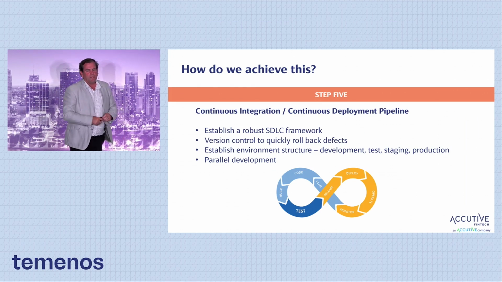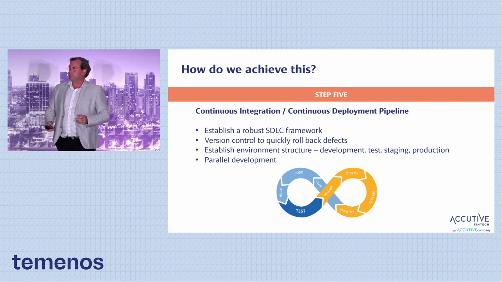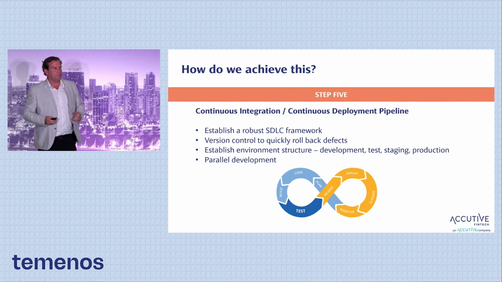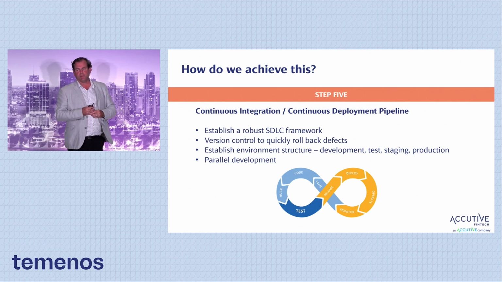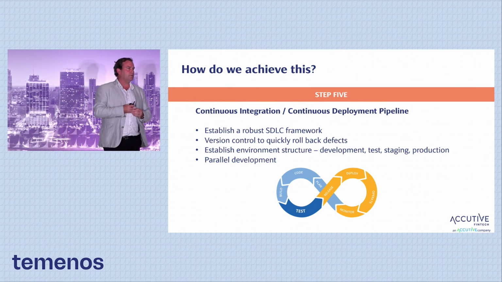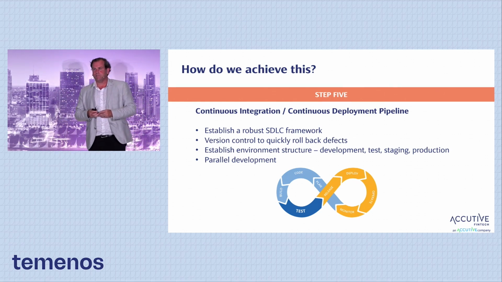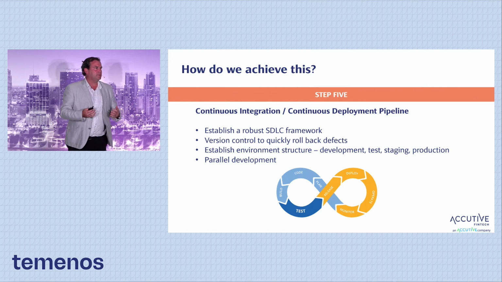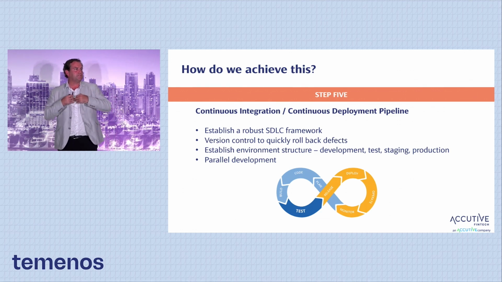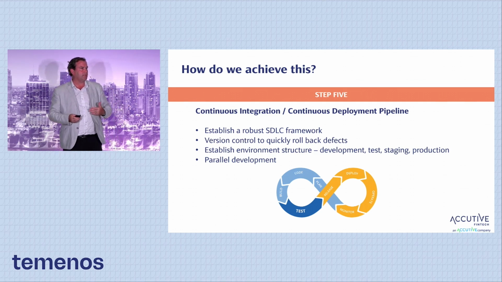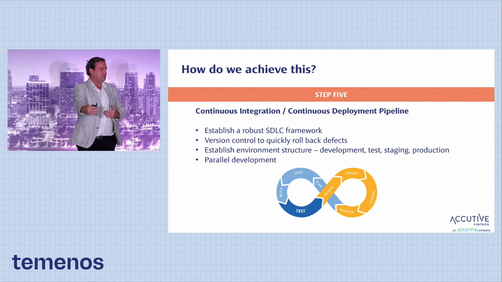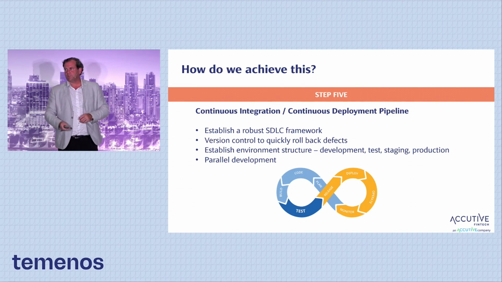So step 5, continuous integration, continuous development pipeline, CI/CD. All right. I've just taken some key things that we do here. So establishing that SDLC framework, software development lifecycle framework, is key. Having that governance, me being a project manager, love governance, obviously establish these things. Having a version control. So if there is a defect, you can roll it back, you can fix it, and then promulgate it forward. Environment structure is key.